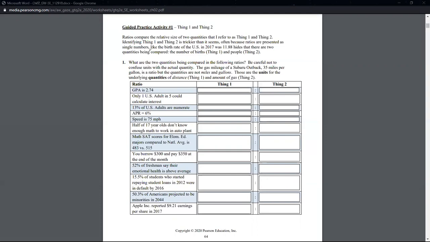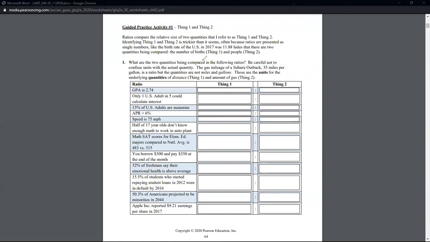Identifying thing one and thing two is trickier than it seems often, because ratios are presented as single numbers like the birth rate in the US. We talked about the number of births versus people. Number of births would be thing one, the people would be thing two. So what we're going to do is go through most of these, not all of them.